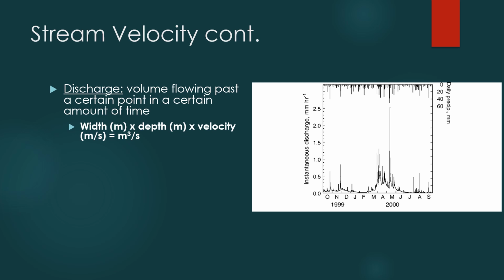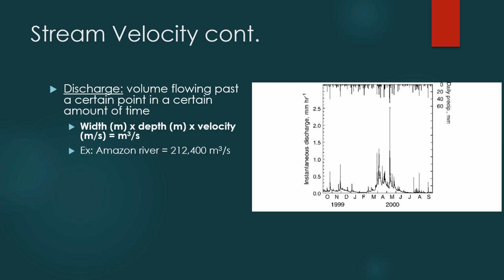You go to a point in the stream and you get the width of the stream, so you measure across the stream channel in meters. You take the depth of the stream, so you put a stick in and see how deep the water is, again in meters, and then you multiply that by the velocity of the water, how fast the water is flowing right there, and you can find the discharge of the stream in cubic meters per second. Remember, a cubic meter is referring to some type of volume, and per second means it's a volume per a speed. So that's what we have for discharge.